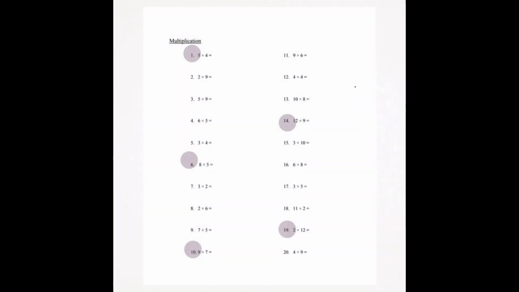Okay, now we're going to do multiplication. For the first one, 5 times 4, what that basically means is 5 dots and 4 on each. And if we count all of that, that's going to equal 20. So 5 times 4 equals 20.